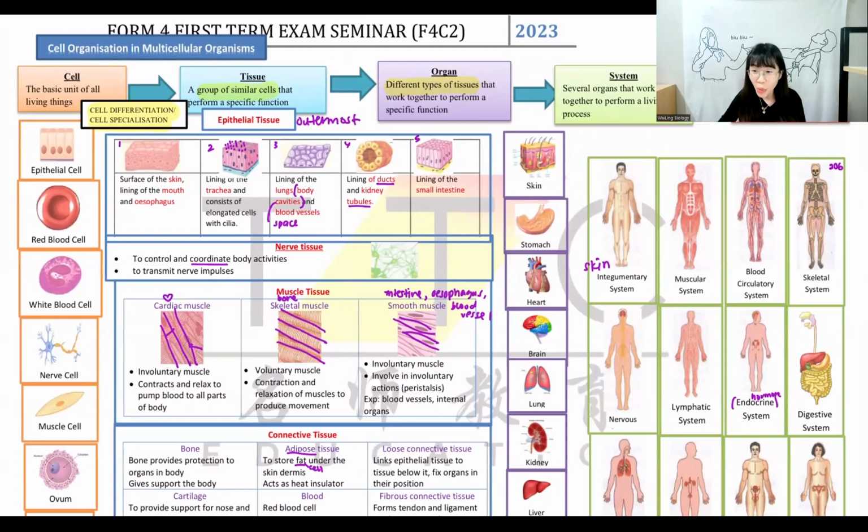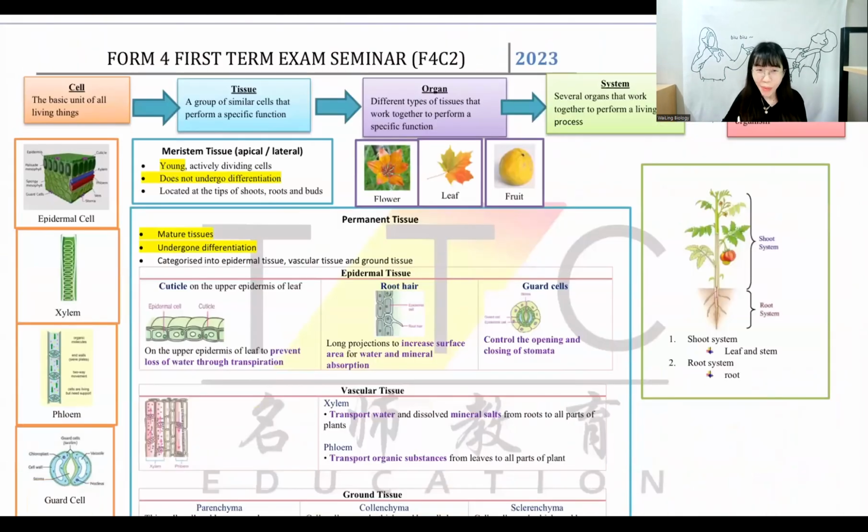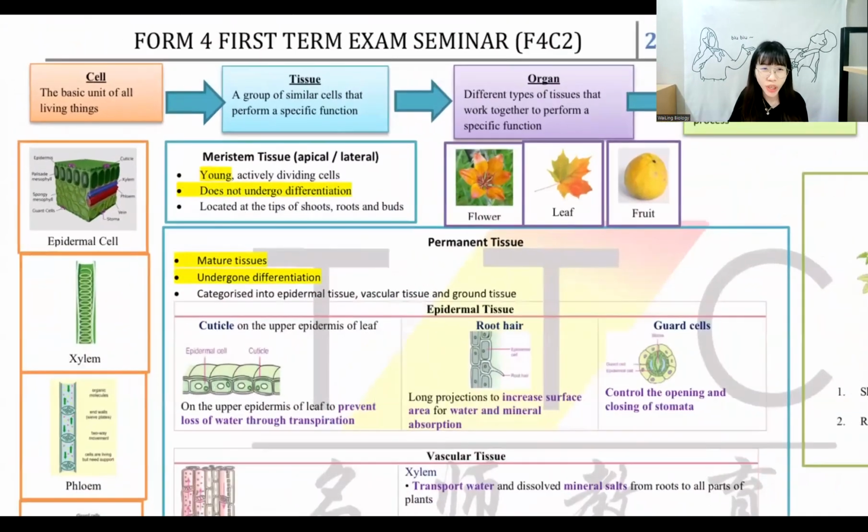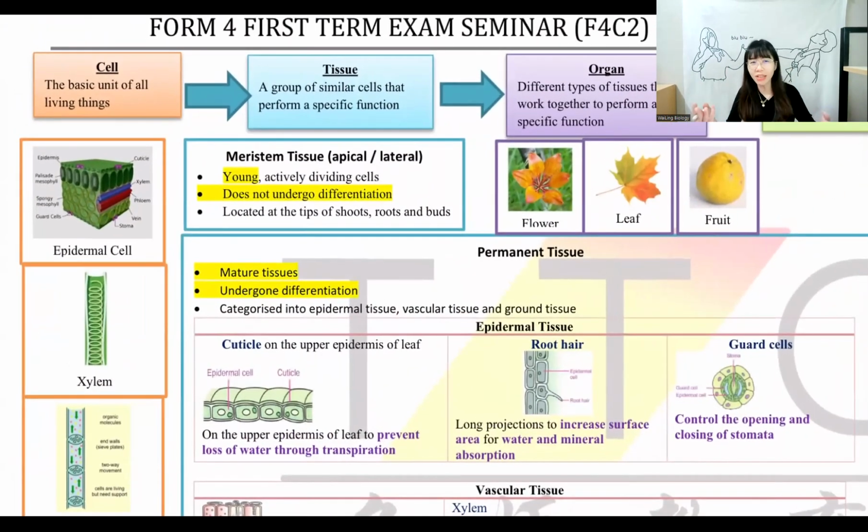Okay, now after humans, we will learn about plants. Same thing. We have cell, tissue, organ, system, organism. It works the same, guys. We're going to talk about tissue first because we know that cell is the basic unit. We have epidermal, xylem, phloem, guard cell. We will learn about it in tissue. From a cell to tissue, what process do they need to carry out in order to have a specific function? Correct. Cell differentiation or cell specialization.